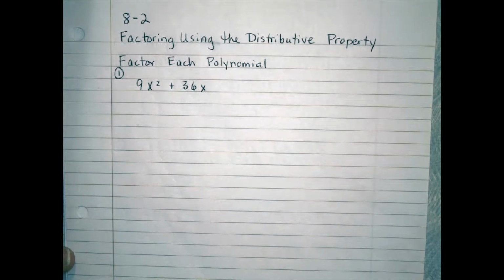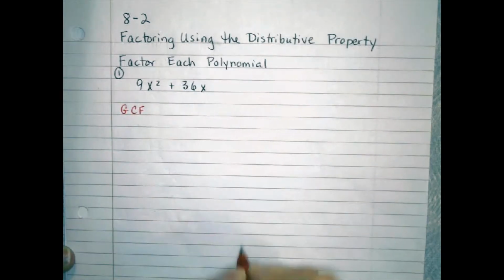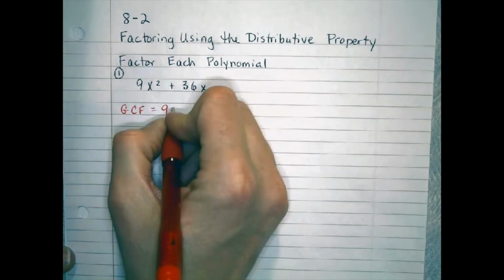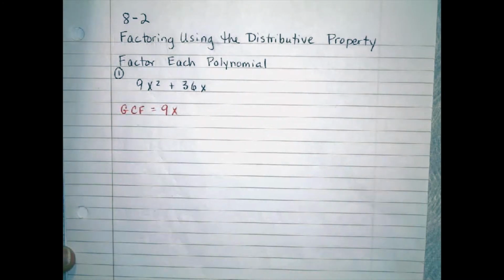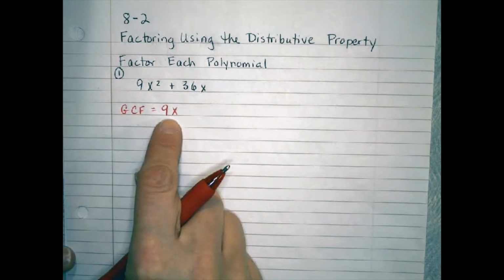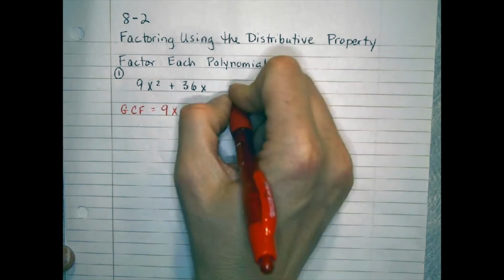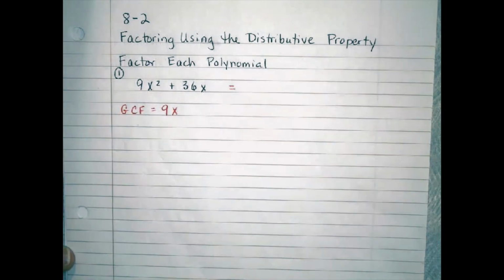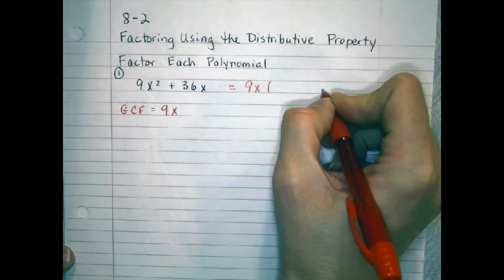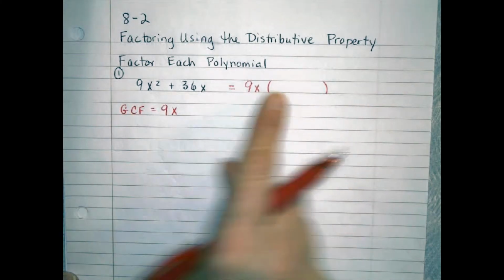So the way I like to do this is I like to say, okay, the greatest common factor here is going to be 9, because 9 goes into both of them, and x, because x goes into both of them. Then I divide each of these terms by the greatest common factor to see what's left. So I know that this statement, 9x squared plus 36x, will equal 9x times some binomial. But in order to figure out what goes here, I'm going to take each of these terms.